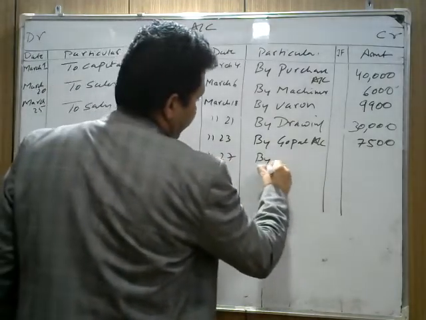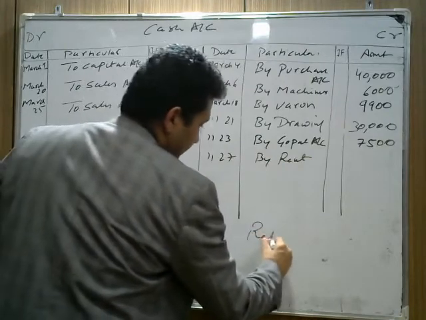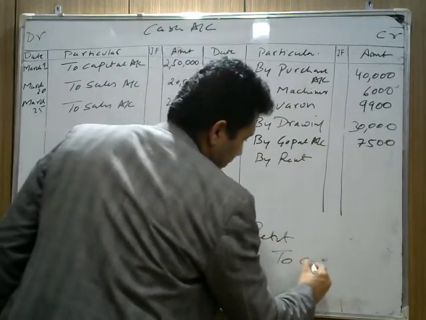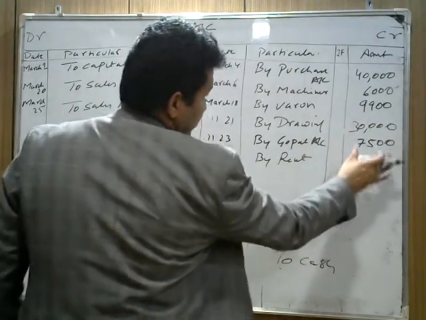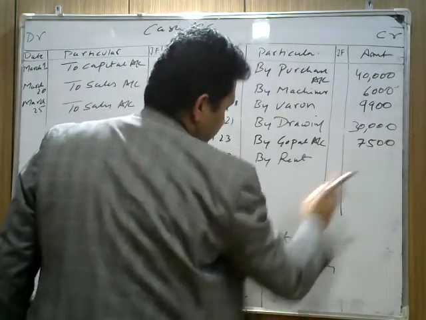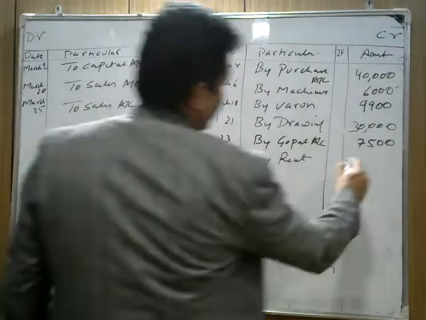So we write "by rent" because the entry will be rent account debit to cash account. Entry क्या थी? Rent account debit to cash account. Your cash is decreasing, your cash is credited. हमने cash book में credit side में लिखा. But why is your cash credited? Because you're paying rent, and you're paying rent of rupees 2,000.